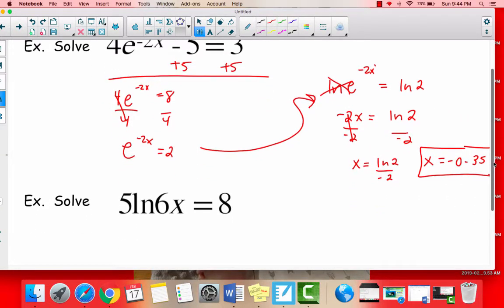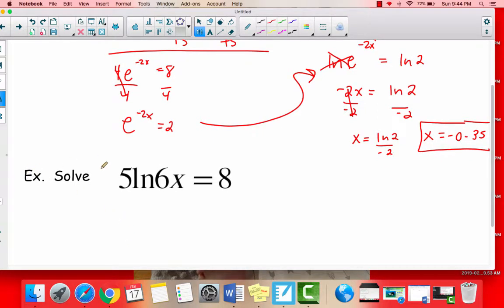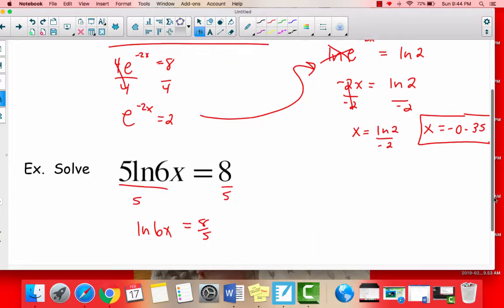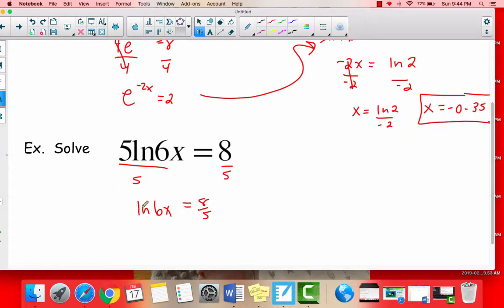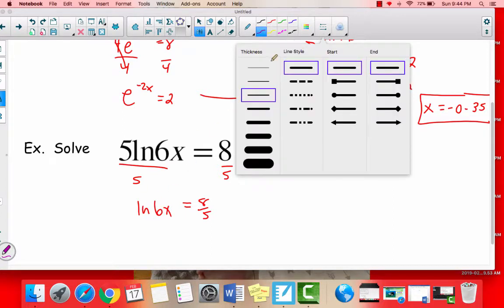Okay, let's try example 2 here. It says solve 5 times the ln of 6x equals 8. So again, try to get the ln portion on its own. So we're going to divide both sides by 5, and that's going to get us the ln of 6x equals 8/5. Now, we can't take the ln of both sides because there's already an ln in our problem, but what we do know is that e and ln cancel each other out.